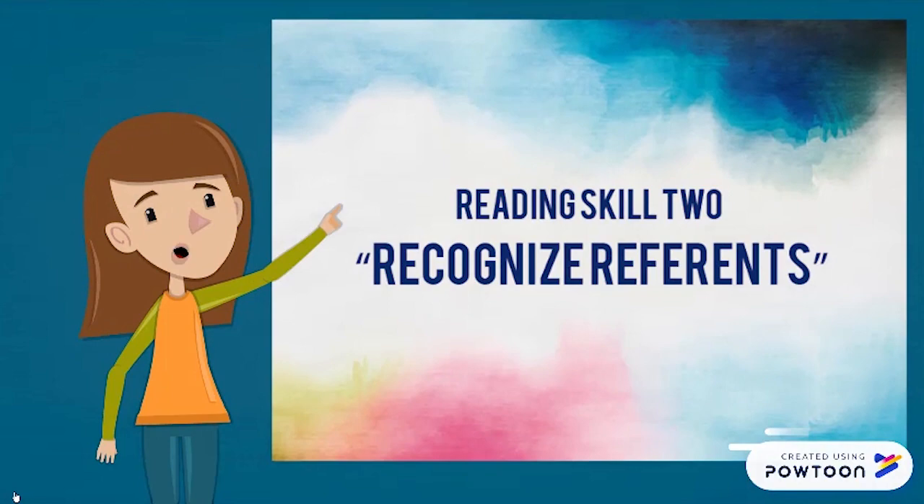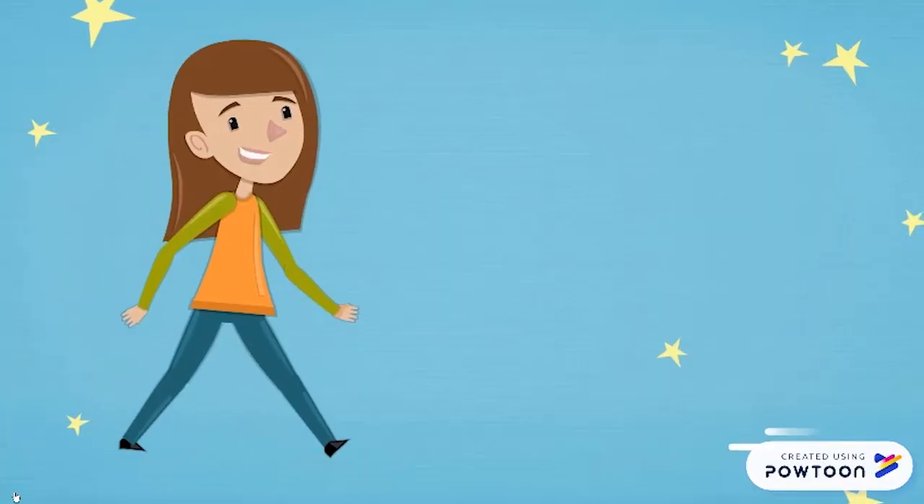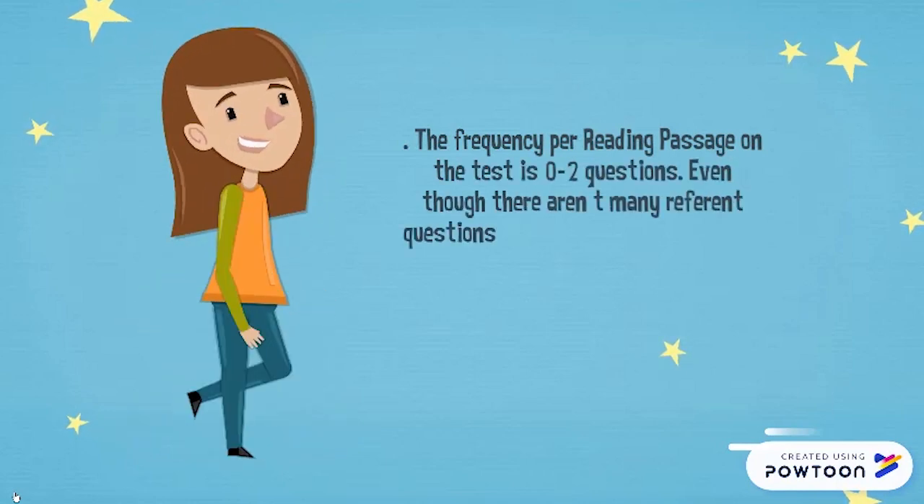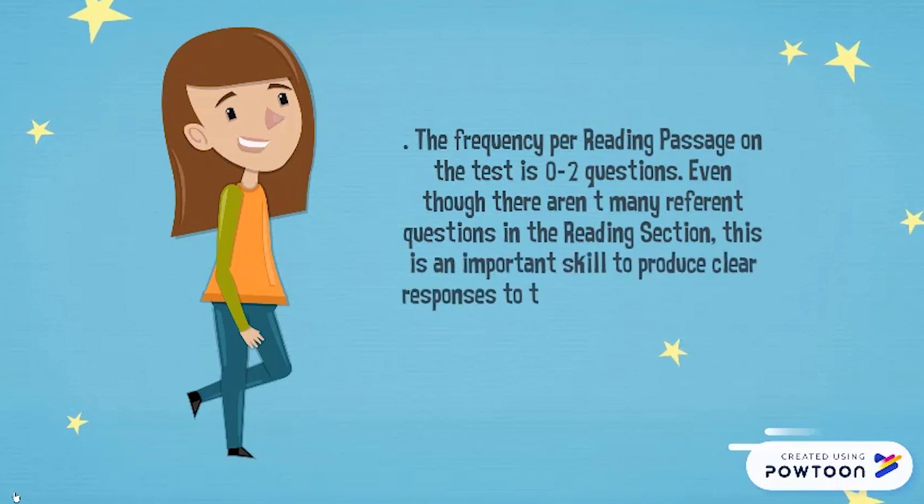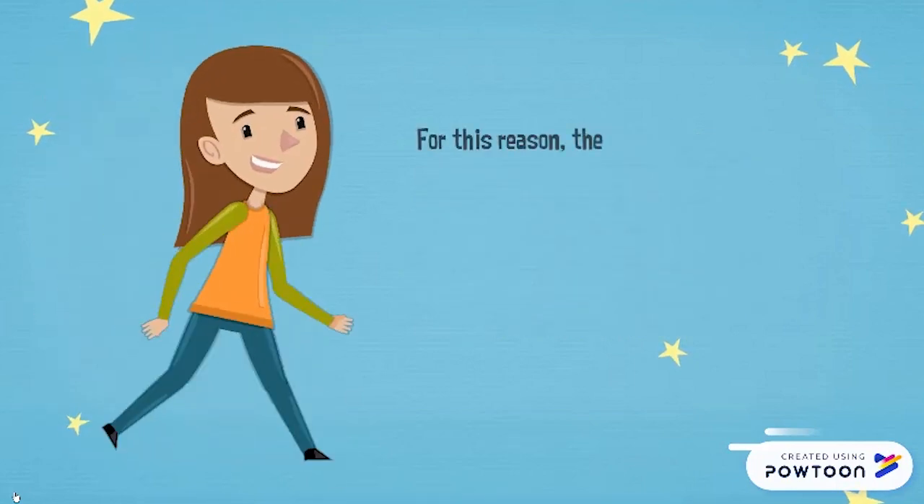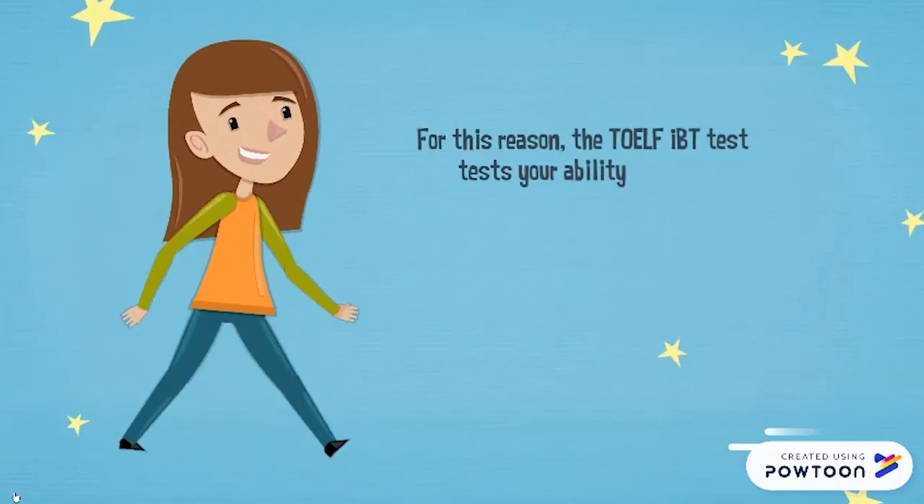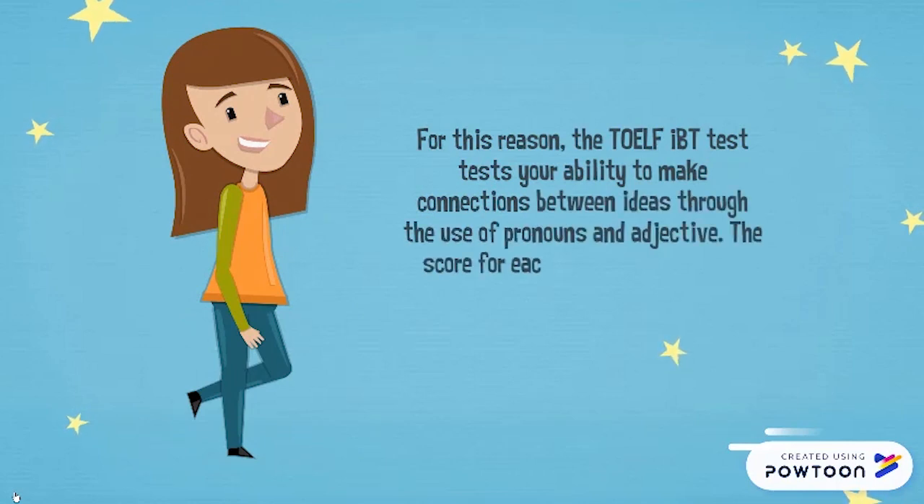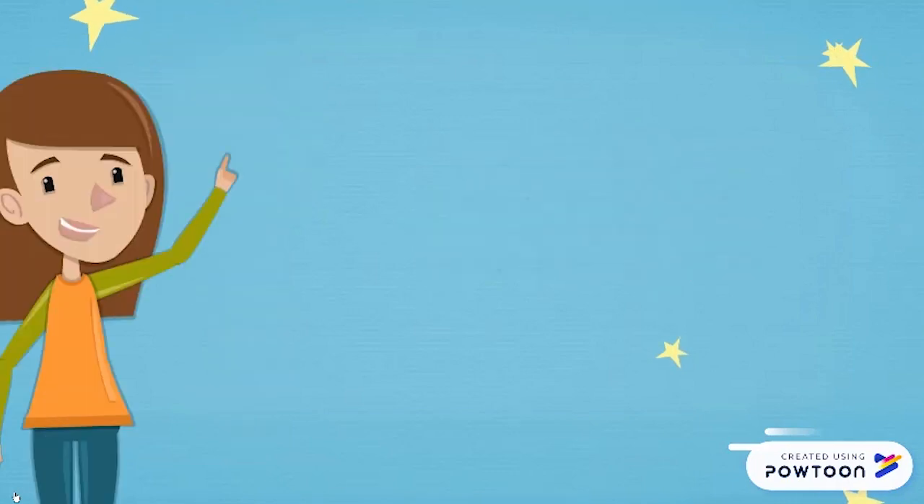Reading skill 2. Recognize reference. The frequency per reading passage on the test is from 0 to 2 questions. Even though there aren't many referent questions in the reading section, this is an important skill to produce clear responses to the speaking and writing tasks on the test. For this reason, the TOEFL iBT test tests your ability to make connections between ideas through the use of pronouns and adjectives. The score for each question is 1 point.